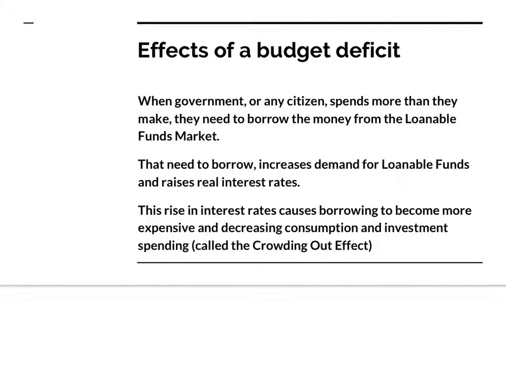Now the effects of a budget deficit, like the crowding out effect as I just stated: when government or any citizen spends more than they make, they need to borrow the money from the loanable funds market. That need to borrow is an increase in demand for loanable funds, which raises the price of loanable funds, also known as the real interest rate. This rise in interest rate causes borrowing to become more expensive and decreases consumption and investment spending, which is why it's called the crowding out effect. As the public sector, government, is borrowing more money, driving up real interest rates, it means that private individuals like consumers, and investment spending, business spending, is going to fall because they're sensitive to interest rates.